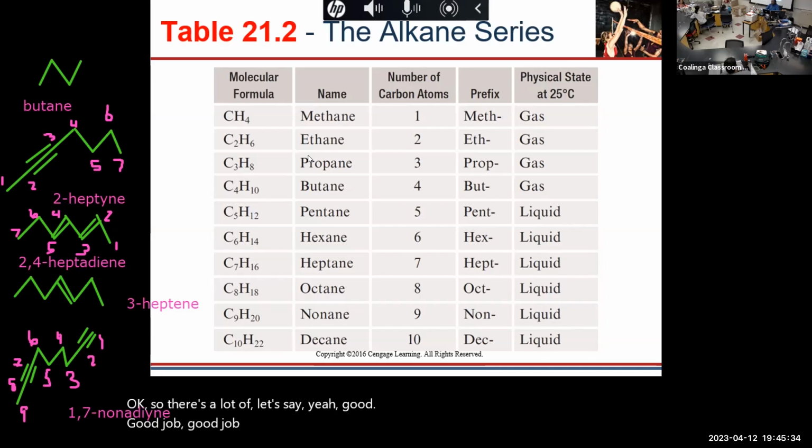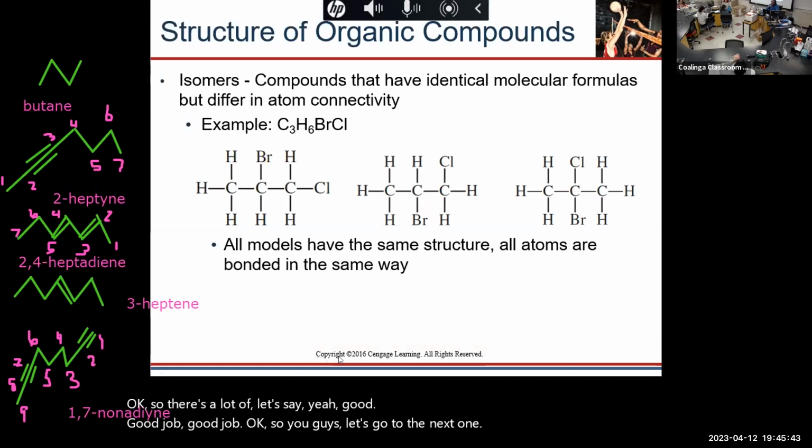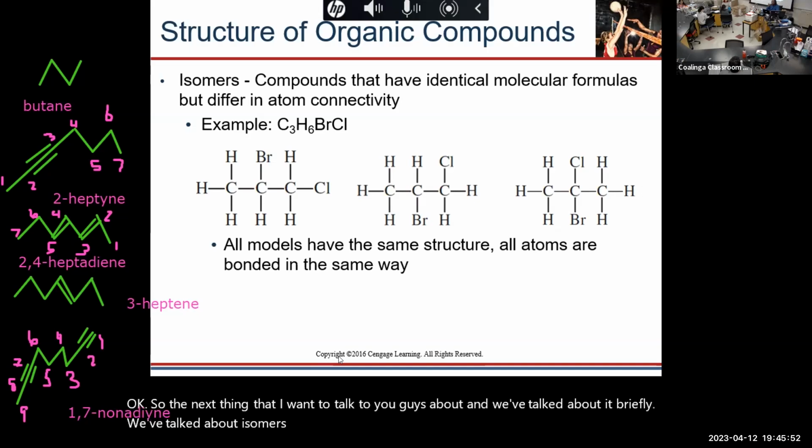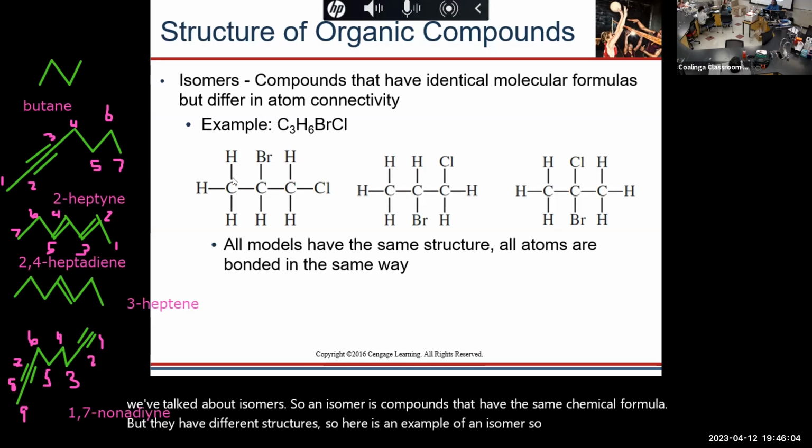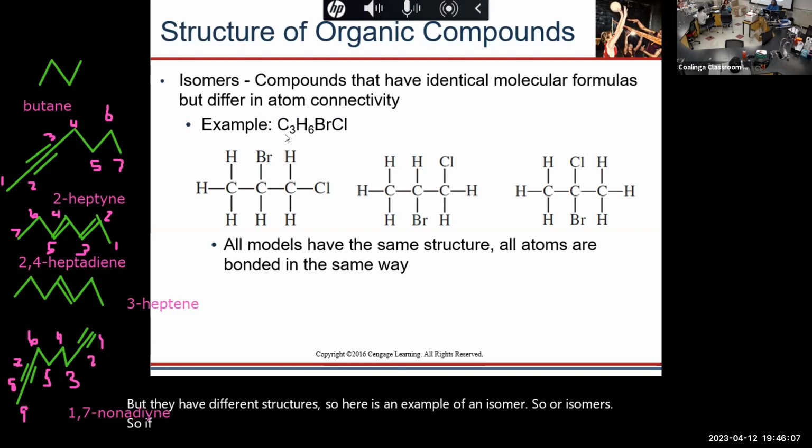Good job. Okay, so guys, let's go to the next one. Okay, so the next thing that I want to talk to you guys about, we've talked about it briefly. We've talked about isomers. So an isomer is compounds that have the same chemical formula, but they have different structures. So here is an example of isomers. So if we look at the chemical formula, it's C3H6BrCl.